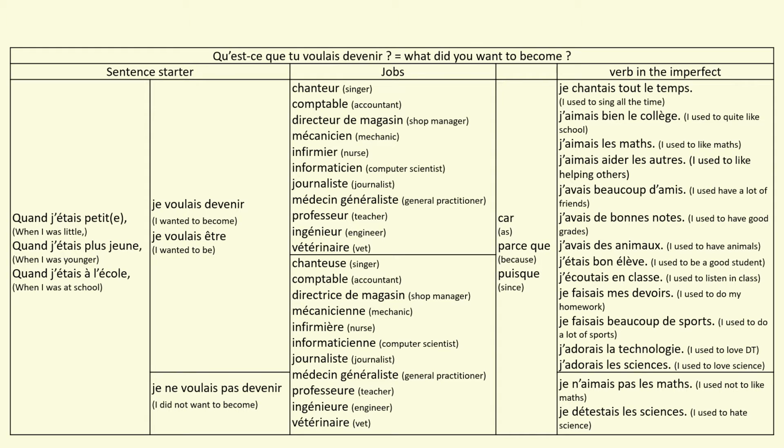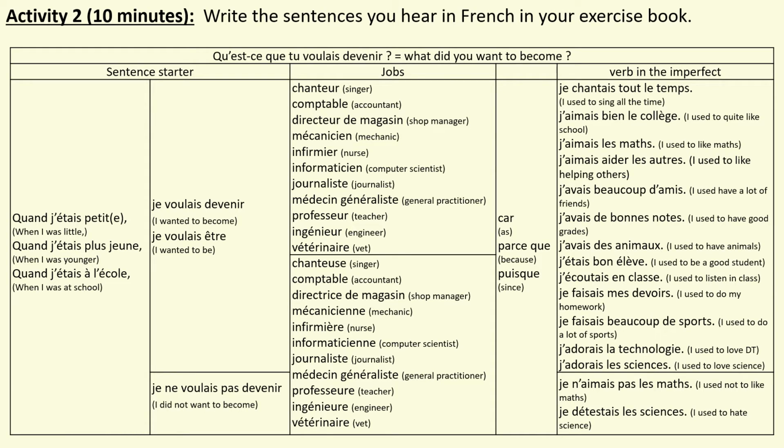For our next activity, I'm now going to read you some sentences from the grid. What I want you to do is write them down as I say them in your exercise book. Remember that if I'm going a bit fast, you can always pause and then press play when you're ready to continue. Numéro 1.